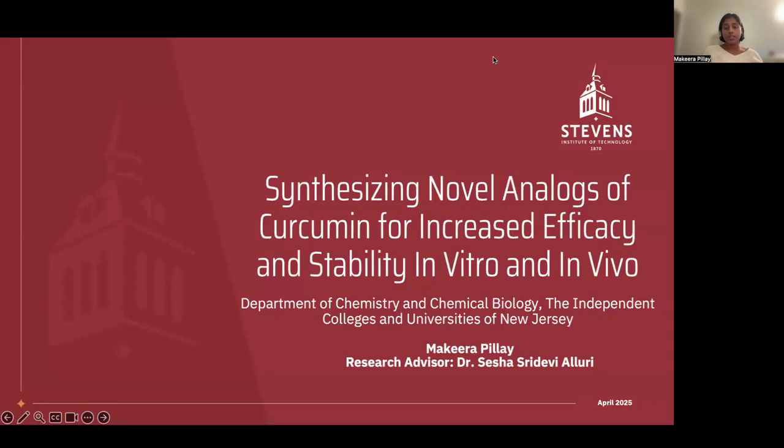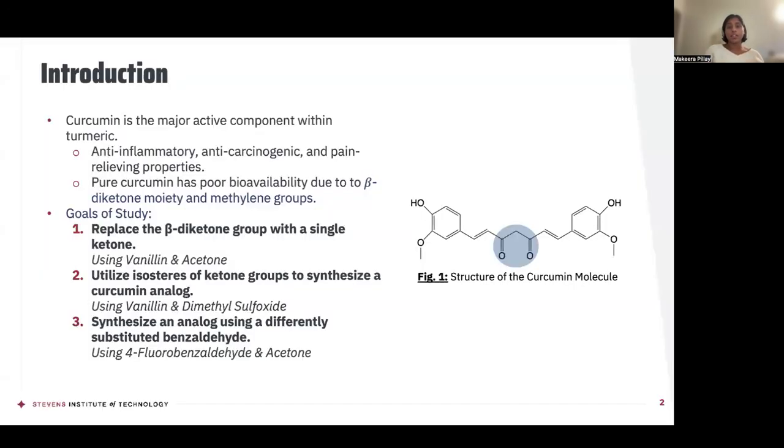Today I'm going to be presenting on synthesizing novel analogs of curcumin for increased efficacy and stability in vitro and in vivo. Curcumin is the major active component in turmeric and has many medicinal properties such as anti-inflammatory, anti-carcinogenic, and pain-relieving properties. Despite this, pure curcumin has poor bioavailability due to the presence of the beta-diketone moiety and methylene groups.